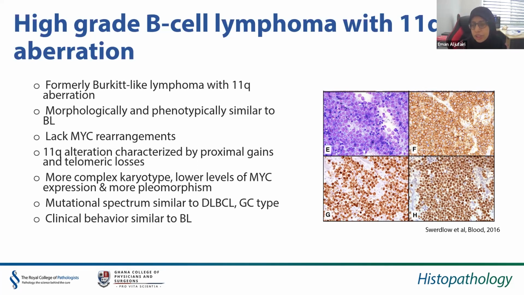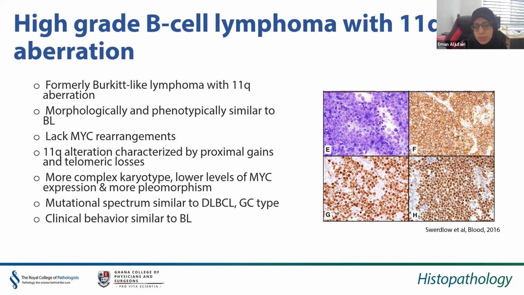However, when you look at it under the H&E, it will look like Burkitt. So the morphology is medium-sized atypical lymphocytes in sheets with lots of tingible body macrophages, starry sky appearance. You do your CD20 and it's strongly and diffusely positive. BCL6, CD10, your germinal center markers are positive. Your Ki67 is very high, almost 100%. The only difference is that if you send it for FISH to look for the MYC rearrangement, the MYC rearrangement is not there. And instead of that, they have this alteration at 11q, where it's either a gain or a telomeric loss. And they will also have a more complex karyotype in comparison to Burkitt, which usually has a simple karyotype.